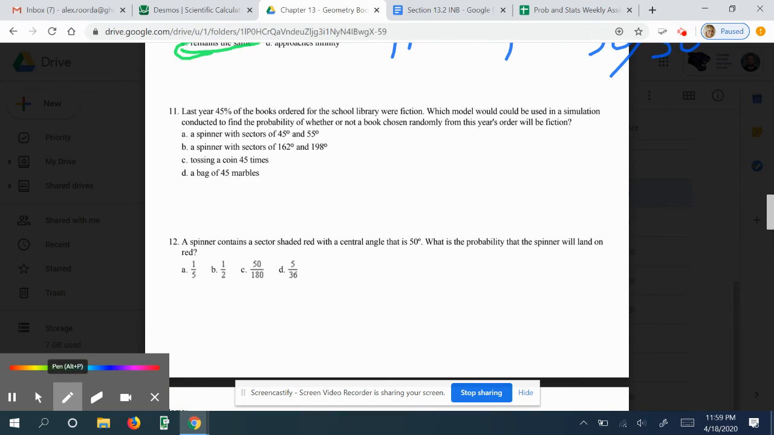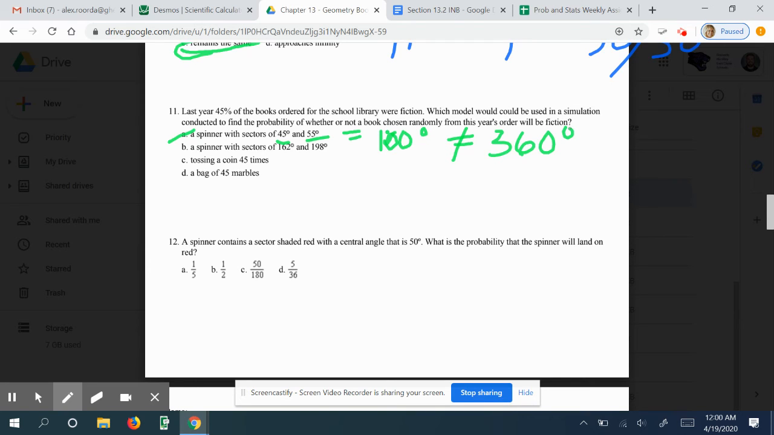Number 11. Last year, 45% of the books ordered from the school library were fiction. Which model could be used in a simulation to find the probability of whether or not a book chosen randomly from this year's order will be fiction? First one, a spinner with sectors of 45 degrees and 55 degrees. It's not going to be A, because 45 plus 55 only adds up to 100 degrees, and a spinner should be 360 degrees. So it can't be A.